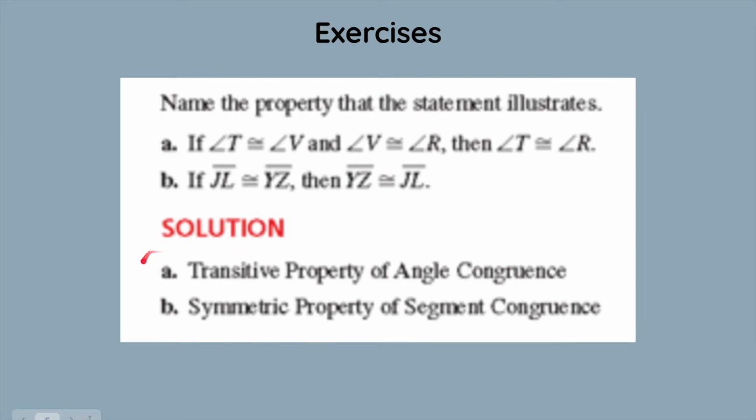And this should just be ringing a bell, how this is talking about angles and this is talking about segments. So here are your answers. A is transitive property of angle congruence, and B is symmetric property of segment congruence.